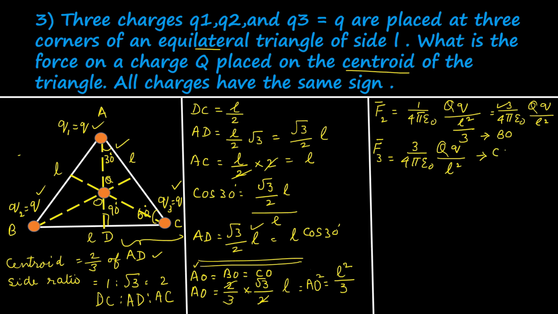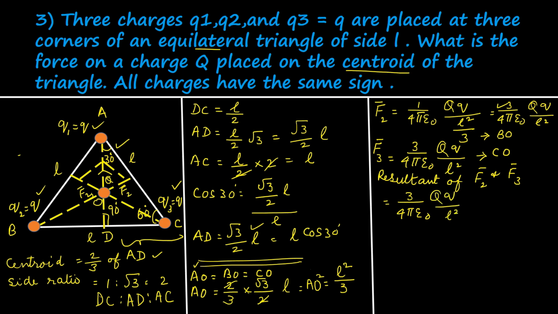These two forces are having the same magnitude but having different directions. The resultant of these two forces can be found out by completing the parallelogram. This side of the parallelogram is F3 and this side F2. This diagonal gives the magnitude and direction of the resultant force. It is along OA. So the resultant is represented as 3 by 4 pi epsilon naught capital Q small q divided by L square along OA. Let the unit vector of OA be marked as R cap.